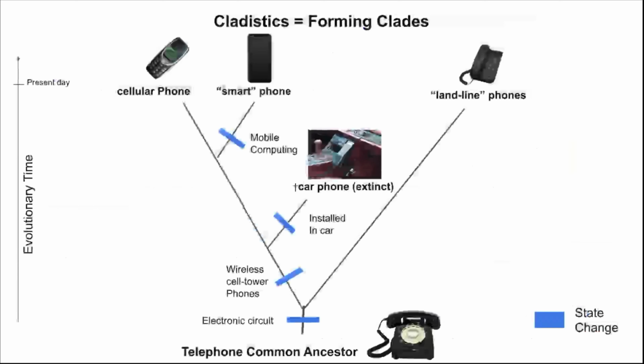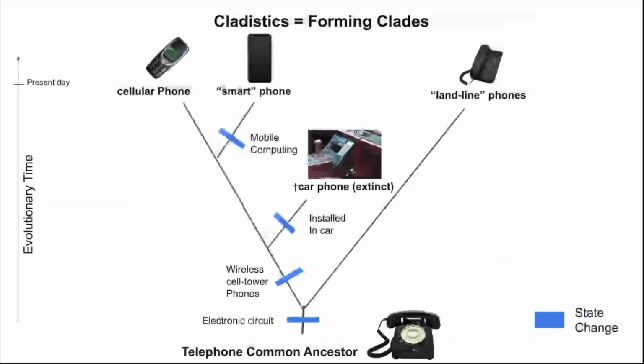But the smartphone also has three state changes. Remember, it's not installed in a car. So the car phone and the smartphone both have three state changes. The state changes for the smartphone are that it has an electronic circuit, it has a wireless cell phone tower, and it also has the ability to do computing. It's a mobile computer. So in this way, we're going to look at organisms throughout the semester, and we're going to be looking at trees like this, evolutionary trees.